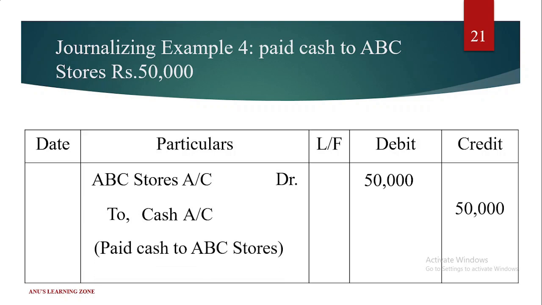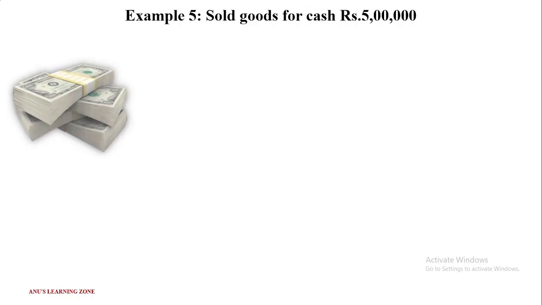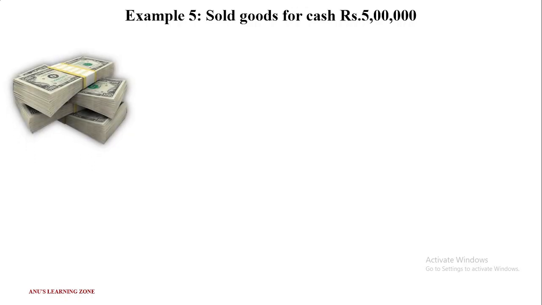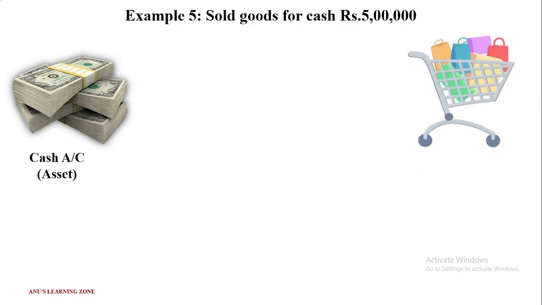Okay, moving on to the last example, that is, sold goods for cash rupees 5 lakh. So one account will be the cash account, because after sales we get the cash, which belongs to the category asset. And next is sales, which falls into the category of income. When I explained the term sales in the first video, I said that sales is the major source of income to the business. So sales is considered income to the business.